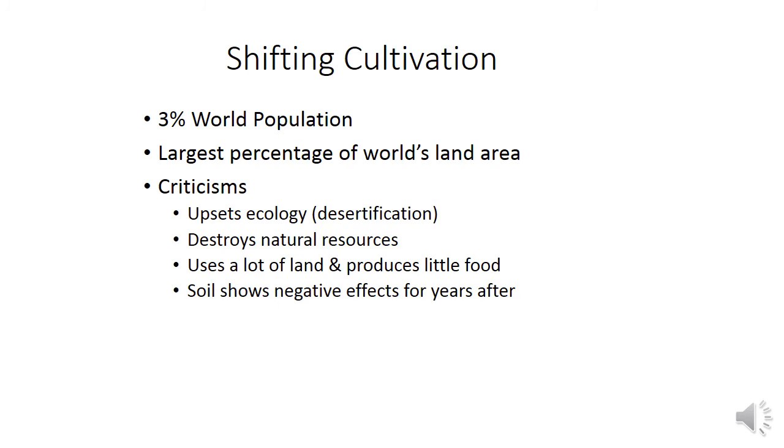So, to recap there, shifting cultivation or swidden farming, slash and burn agriculture, is practiced by only about 3% of the world's population, which for the whole world is still millions of people we're talking about. But it is a form of agriculture that uses one of the largest percentages of the world's land. About a seventh of the world's land is used for shifting cultivation. And it's all generally in valuable areas, places like rainforests. And so there's a lot of criticisms for this, that it upsets the ecology by destroying these natural resources, right? The landscapes of the Amazon, but also turning them into desert.